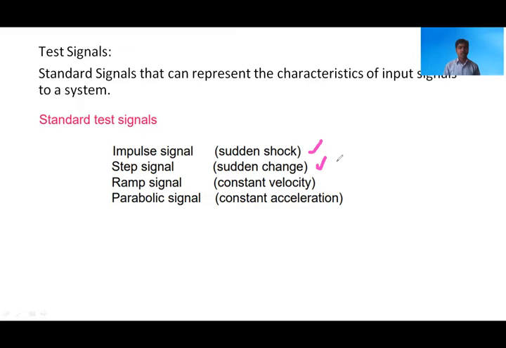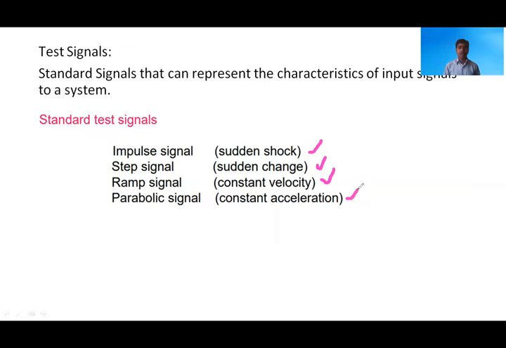Then ramp signal. Ramp signal is called constant velocity signal. So if the change or disturbance occurs at some time and keeps on changing constantly, then we can find the system behavior in this case. That is nothing but ramp signal.